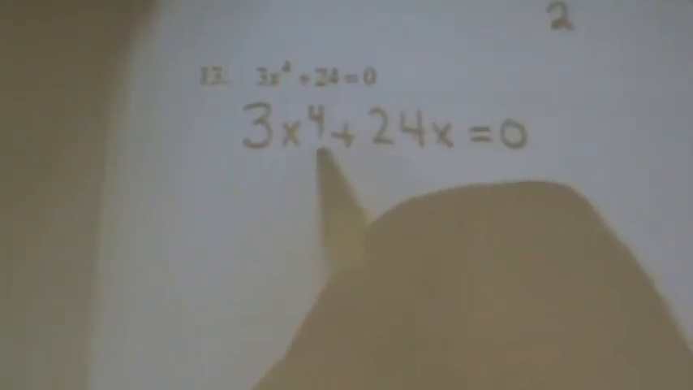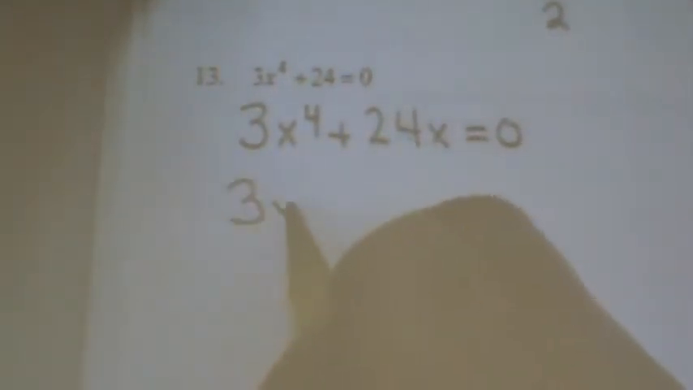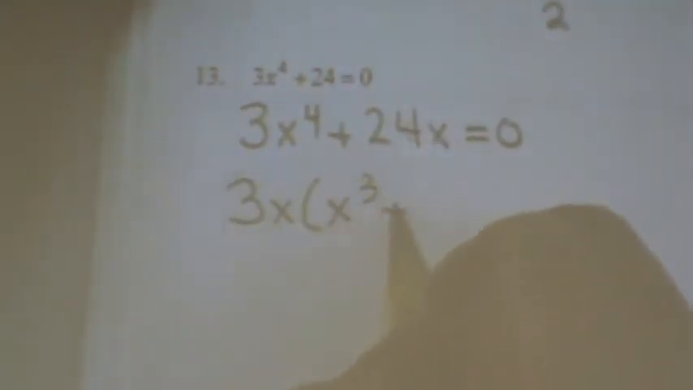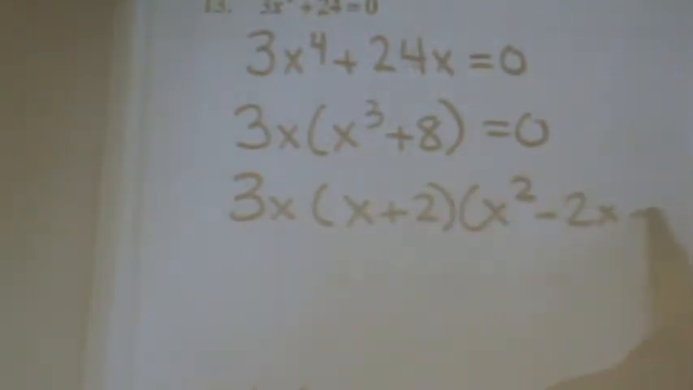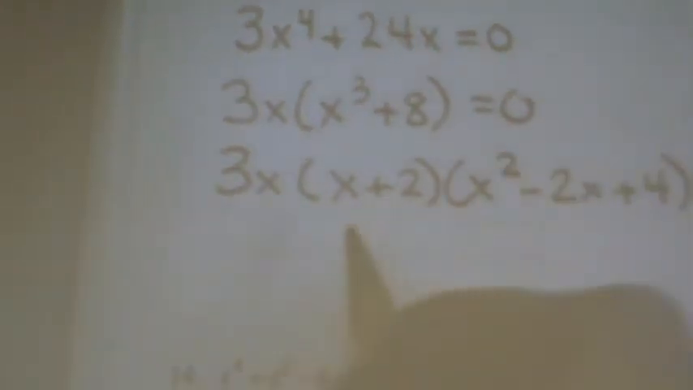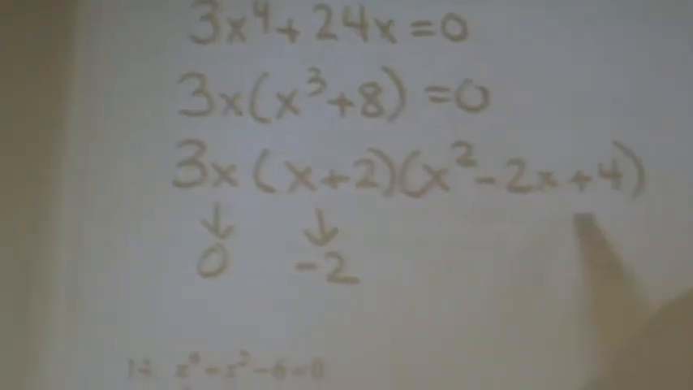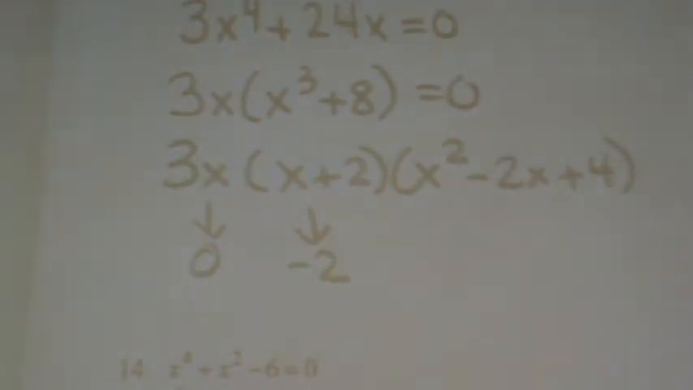What you were supposed to do is factor a 3x out, and you have x cubed plus 8. And then this was a perfect square trinomial. Remember how this factors? X plus 2, x squared minus 2x plus 4. And then your zeros are 0, -2, and then this one you had to use the quadratic formula or complete the square to find the other 2.